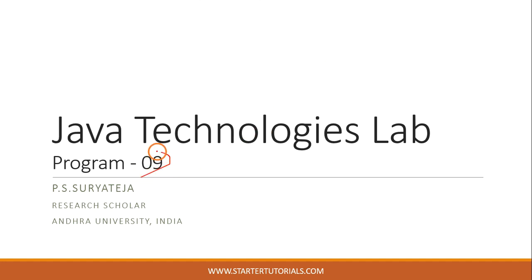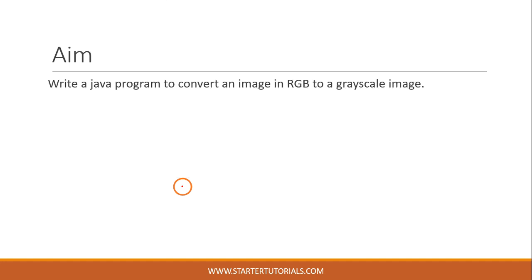So today we are going to look at program 9. The aim of program 9 is to write a Java program for converting an image which is in RGB to a grayscale image. Simply, what we are going to do is convert a colored image into a black and white image. Grayscale image means black and white image.